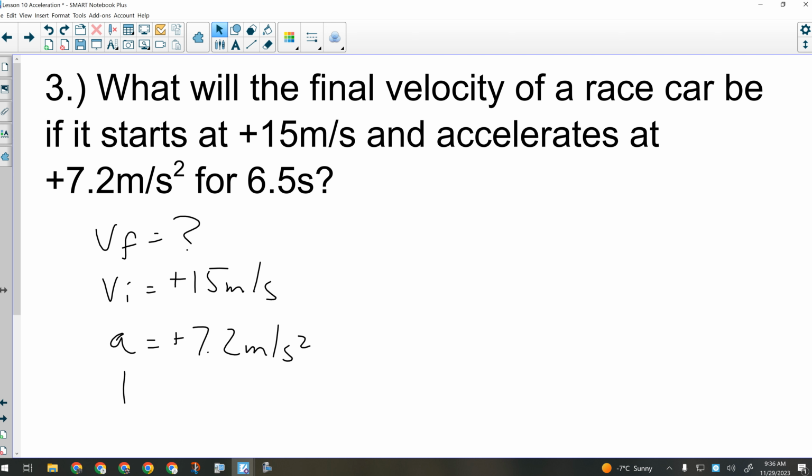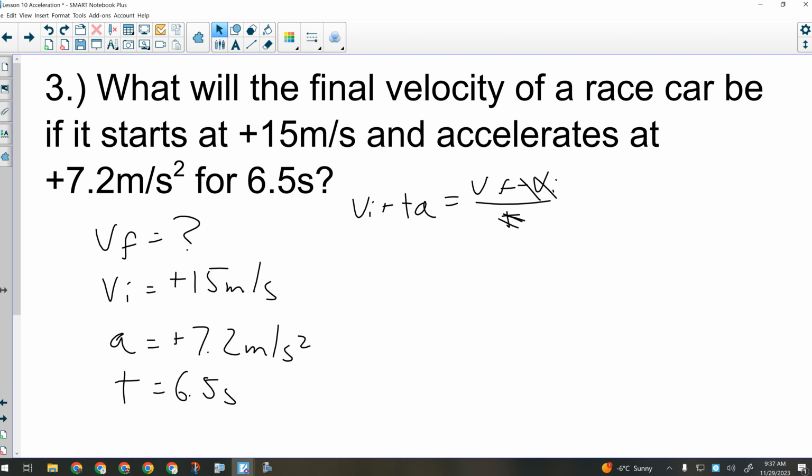For 6.5 seconds, so that would be time. Okay, so we're back to this formula again. A equals VF minus VI over T, and I'm looking for VF. What should I move first? T. T, it's not attached. Okay, so I multiply T to both sides, and then do what with VI? Add it. Okay, so VI plus the change in velocity should equal the final velocity.